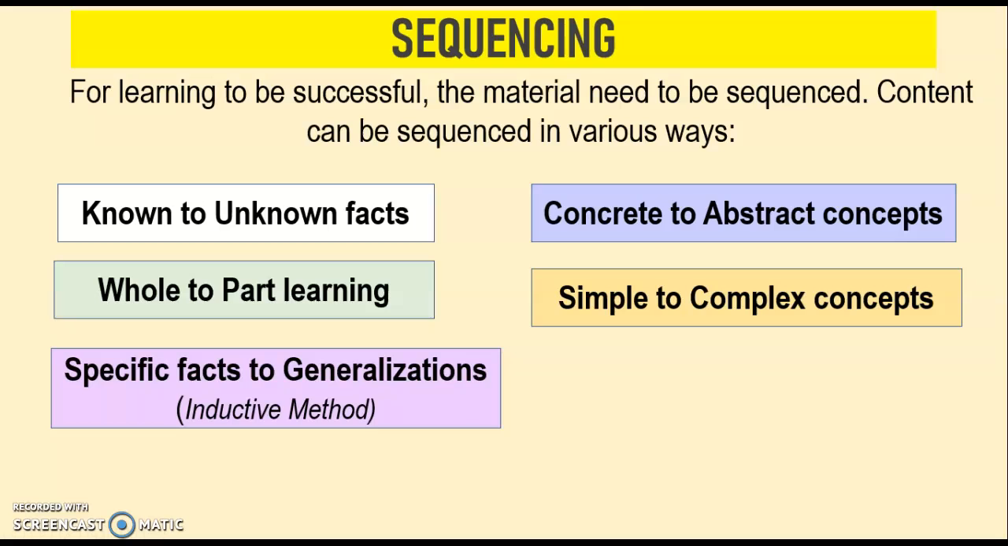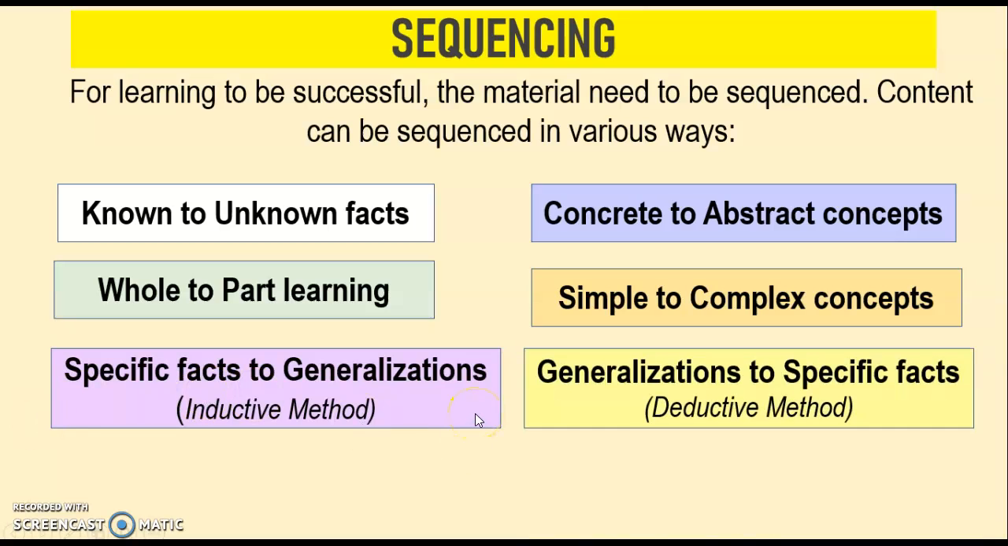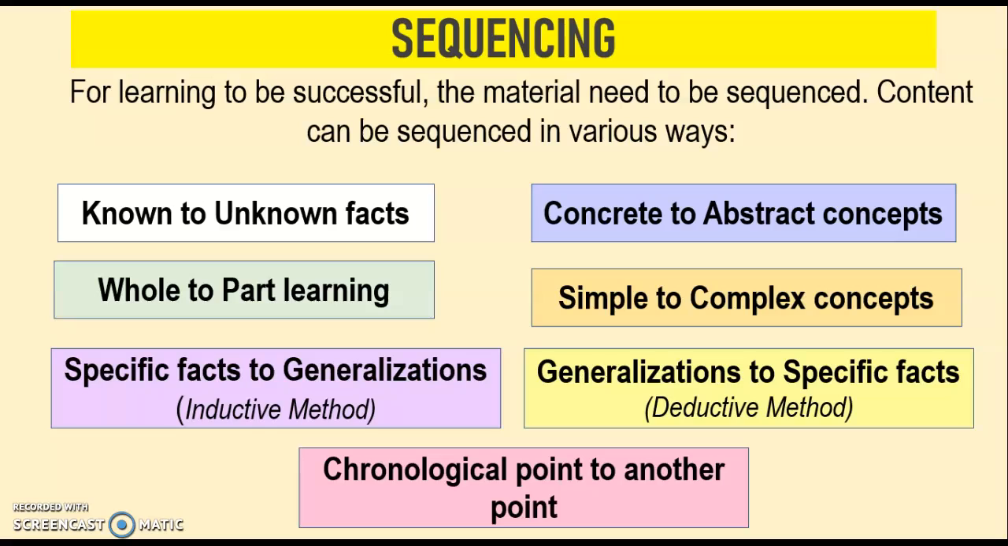And we can also do the opposite of the inductive method by moving from generalizations to specific facts, and that is the deductive method. We can also sequence in terms of chronological point, moving from one chronological point to the other. Perhaps if we are looking at the Living with COVID-19 curriculum, we could begin in 2003 when the SARS virus first broke out in Asia and work our way to 2019, what we are experiencing now as a pandemic.